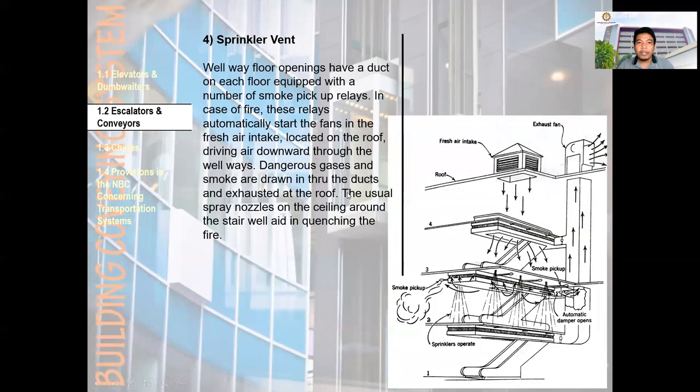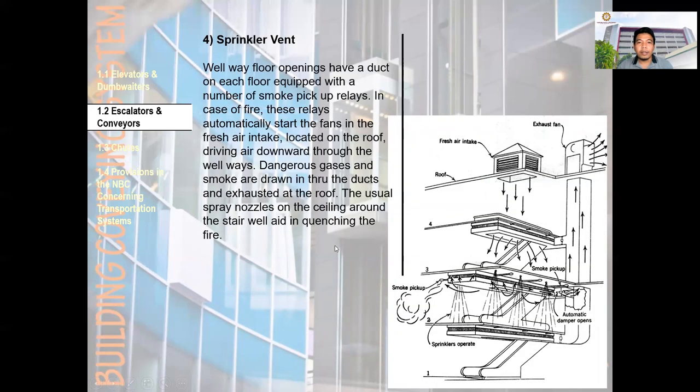Okay. Next, you have the sprinkler vent. The wellway floor openings have a duct on each floor equipped with a number of smoke pickup releases. In case of fire, this release automatically starts the fan in the fresh air intake located on the roof, driving air downward through the wellways. Dangerous gases and smoke are drawn in through the ducts and exhausted at the roof. The usual spray nozzles on the ceiling around the stairwell aid in quenching the fire. So this is the exhaust fan connected to the sprinkler vent.